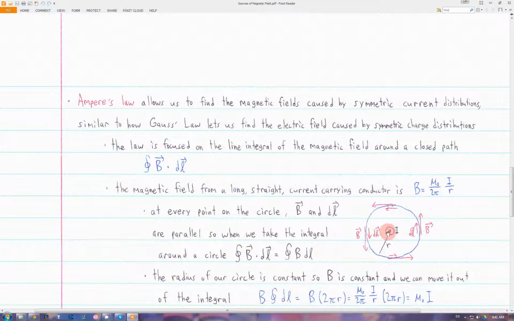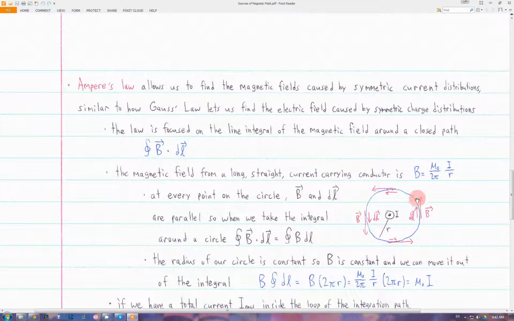The loop that we're going to use is the circular loop centered at the current-carrying conductor. We have to take the integral around this loop of the magnetic field at every point dot the dl. At every point on the circle, as you can see here, B and dl are going to be parallel. That means we can get rid of the dot product, since they're always 100% parallel to each other. So we can just take the integral around this loop of B times dl.